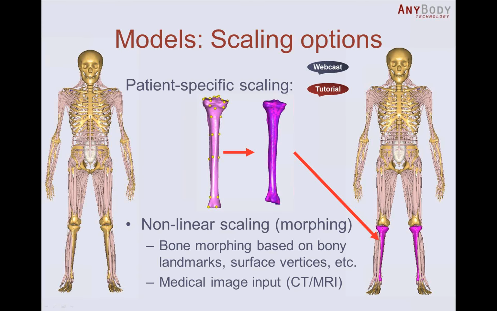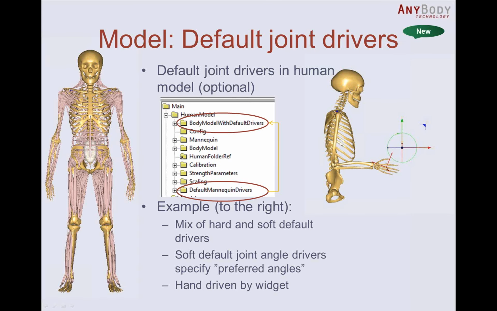I should also remind you that patient-specific or subject-specific morphing fits into the concept, just like you are used to from previous versions. Another important addition to the human model interface is a set of default drivers. This is a set of joint angle drivers plus pelvic positioning that provides a full posture definition of the human model. This is in fact the so-called mannequin drivers previously existing in some demo models.